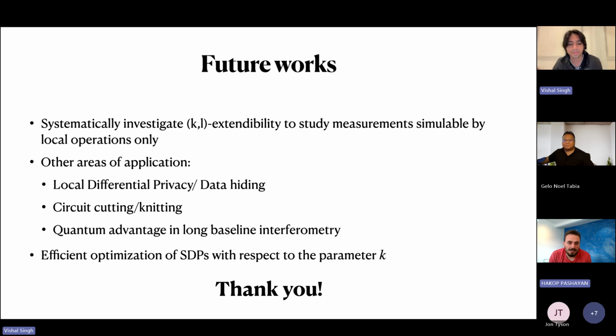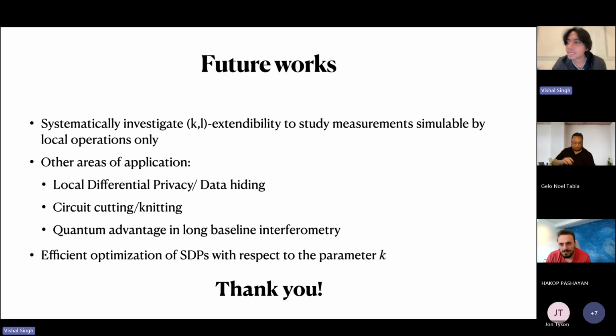Can I just ask, do you mind commenting a little bit more on this circuit cutting and knitting and what you mean by this can provide upper bounds? What do you mean? What are we upper or lower bounding, and how does this provide an upper bound?